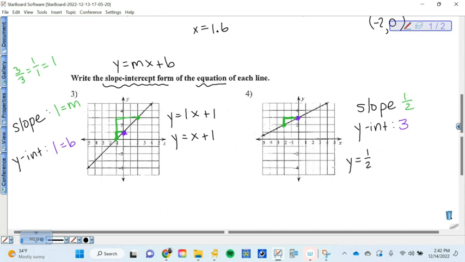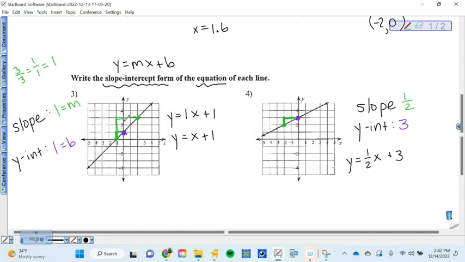Somebody else tell me, what's my equation? What are you missing, Elise? X. I always forget the x. Don't forget the x tomorrow. Y equals 1/2 x plus 3, right? Are we okay on that? Writing an equation in slope-intercept form when you're given a graph. Feel okay or not okay? Sort of okay? Do you have questions about it?